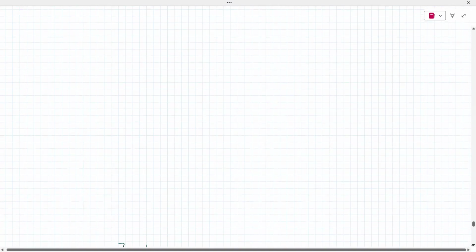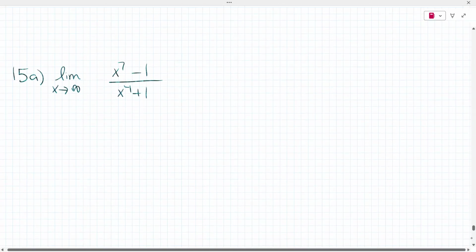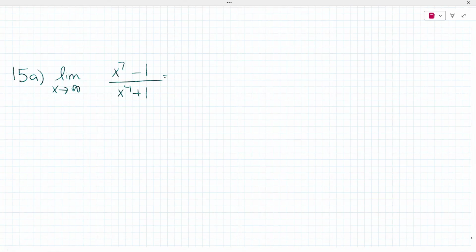Okay, let's move on to 15. 15a says, what is the limit as x approaches positive infinity of x^7 minus 1 over x^4 plus 1? So this is a rational function, so what's your highest term on your numerator? It is x^7. Now the bottom, what's the highest term on the bottom? It's x^4. So what can you say about the powers? They are top heavy, and that would be oblique. So you would have to do long division. So go ahead and try to set that up.